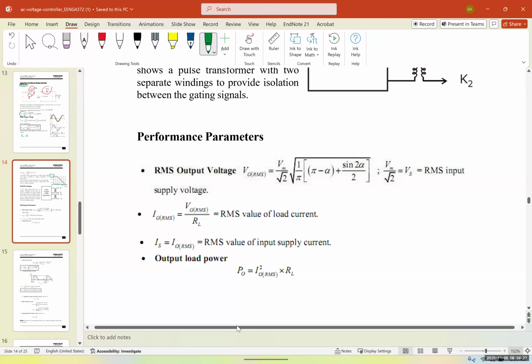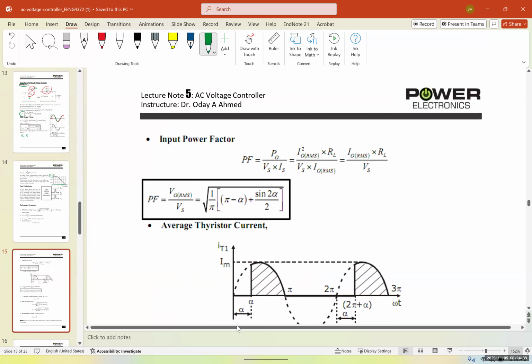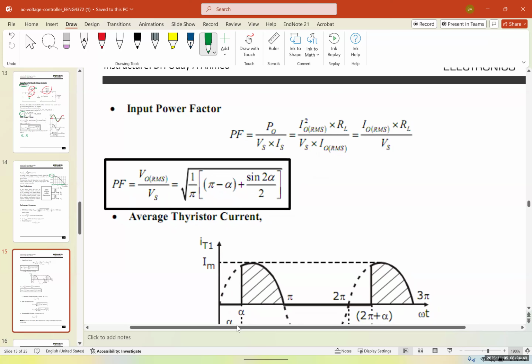And the output load power here, P out, is going to be I square output RMS times RL. Now, if we want to find the power factor, the input power factor would be equal to P out. Again, we don't have any loss here. We have a resistive load, so we don't have any shift in the phase. We can find PF. It's going to be the same as the input and the output are going to be the same. So PF is going to be P out over Vs IS, and therefore it's going to be I out RMS times RL over Vs.